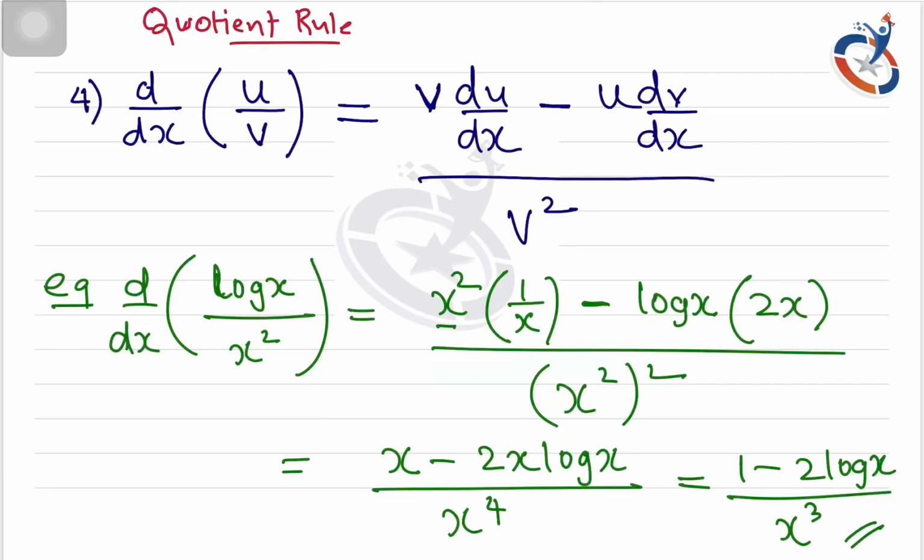So the formula: start with the denominator, okay? The denominator into the derivative of the numerator minus the numerator into the derivative of the denominator, upon the denominator square. It's v into the derivative of u minus u into the derivative of v, the whole upon v square. Is that clear to all? So see that you learn the formulas and rules thoroughly, and we can solve sums based on these formulas in the next class. Okay.